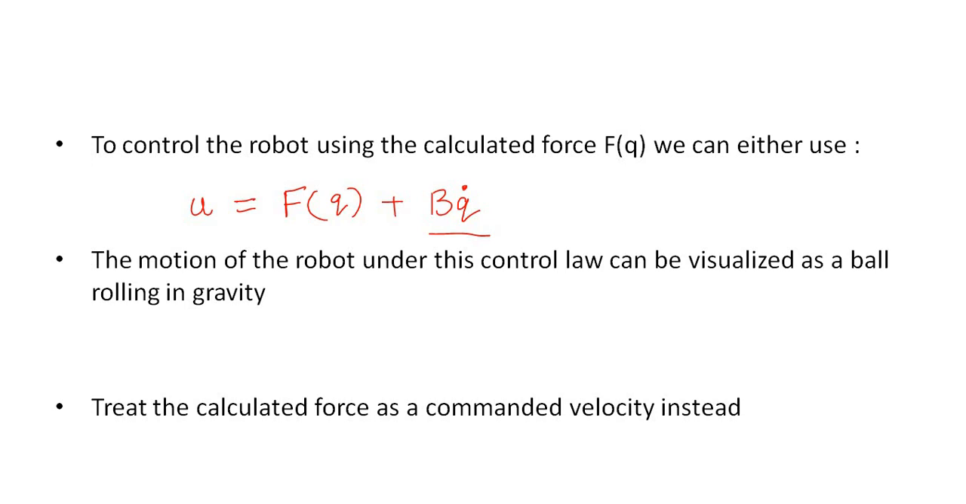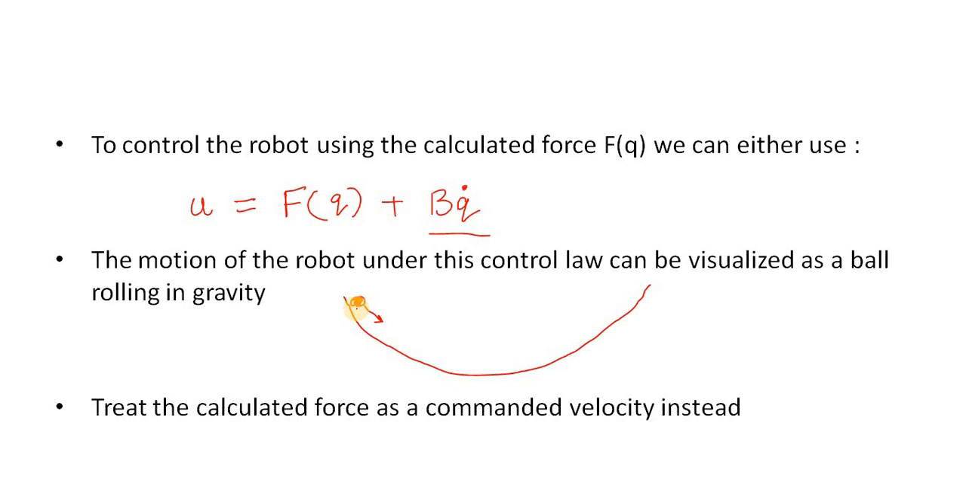The motion of the robot under this control law can be visualized as a ball rolling in gravity. Yeah, it's the same example that we have given previously. So let's say your robot is here at this point. When you apply this control law, where you add force and you're damping also, it means that whenever your robot wants to move, it also experiences some damping force.